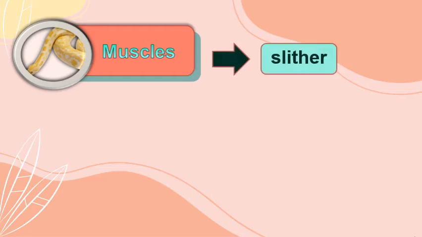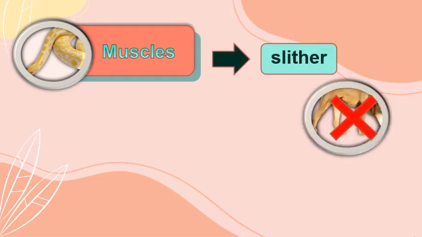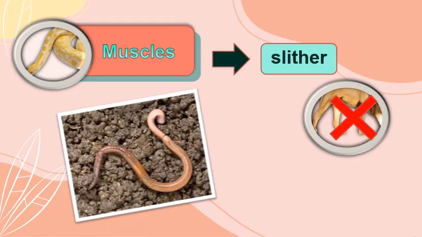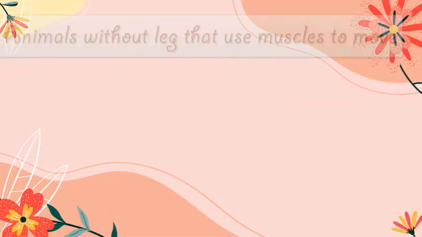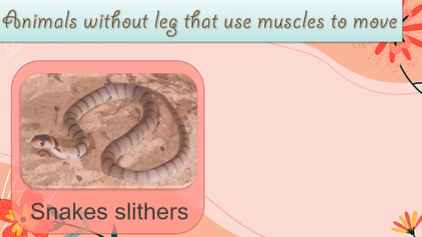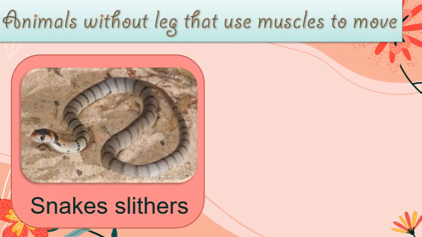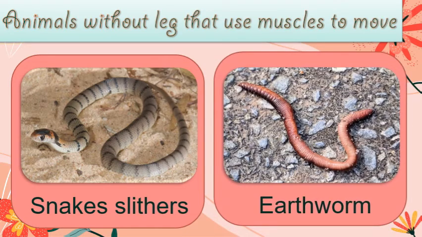There are also animals without legs that use muscles to move. These animals don't have arms, don't have legs, so they use their muscles. For example, we have snakes. Snakes slither on the ground, on the tree, everywhere. They're using their muscles to move. We also have earthworm, the same as snakes. They also use their muscles to move.